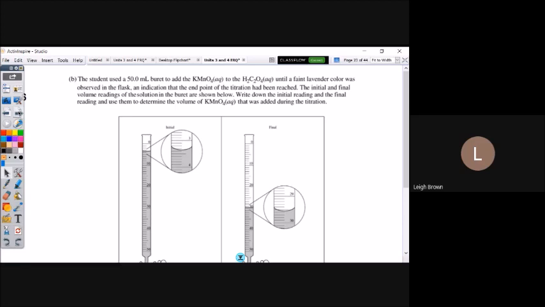Okay, here's, again, this is another one. Let's quickly look at this. This was on last year's exam, and students didn't do very well with this. Okay, so notice it says the initial and final volume readings of the solution in the burettes are shown below. Write down the initial reading and the final reading and use them to determine the volume of potassium permanganate that was added during the titration.